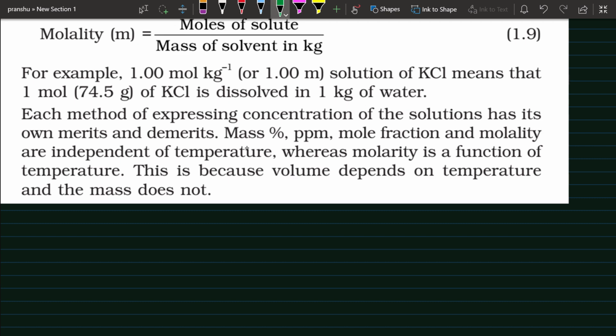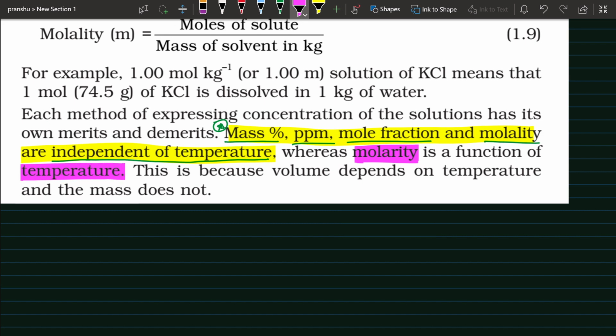In the board exam, a lot of times this question was asked: mass percentage, ppm, mole fraction and molality are independent of temperature. This is a very standard famous line. Mass percentage, ppm, mole fraction, molality are temperature independent, whereas molarity is a function of temperature. This is because of volume. But along with molarity, yes, we have percentage by volume.